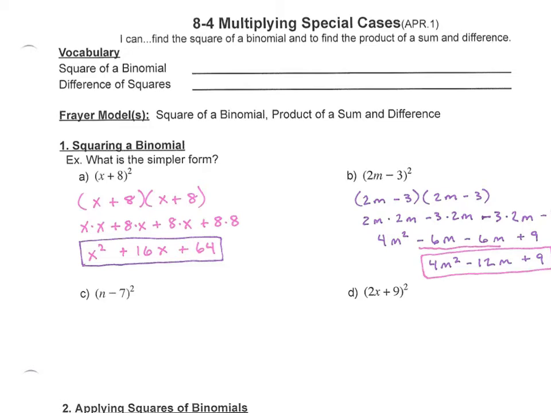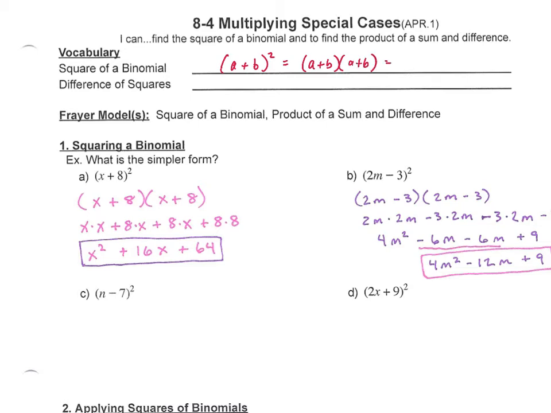So a square of a binomial could simply be a plus b squared. I have a binomial that is squared, and that is the equivalent of a plus b times a plus b.